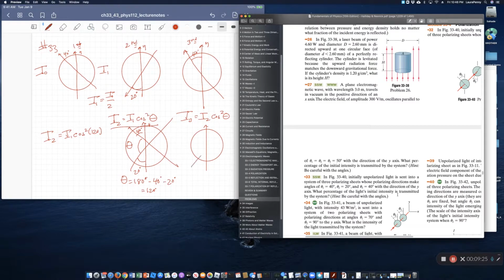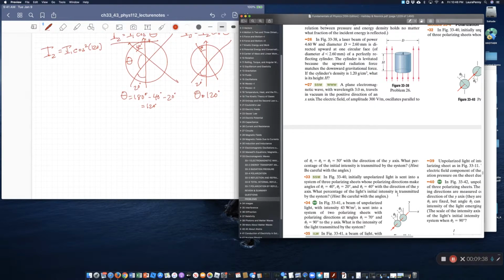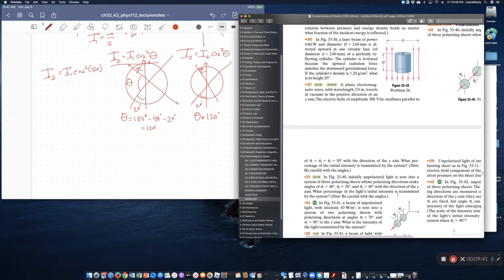Now we're going from a polarizer which is 20 degrees to a polarizer which is 40 degrees, but this theta is still 120 degrees. Hoping that sort of makes sense. So if I walk this all the way through, I have that I1 is I naught over 2. I2 is I1 cosine squared of 120, and I3 is I2 cosine squared of 120.